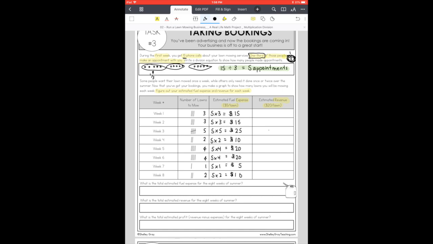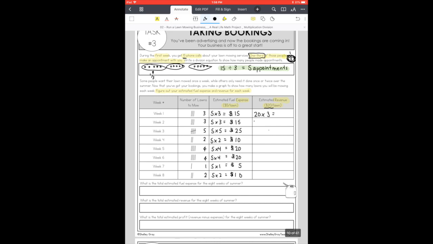So that's how much I spent each week on gas. So $15 and then another 15, then 25. Week 7, I really didn't spend a lot of money because I only mowed one lawn. We're going to do the same thing with our revenue. So this time, we're going to multiply 20 times the number of lawns.